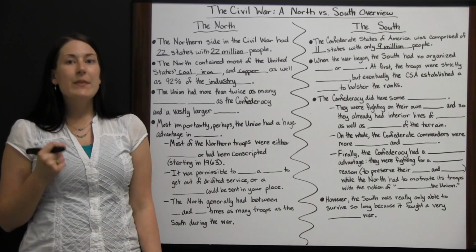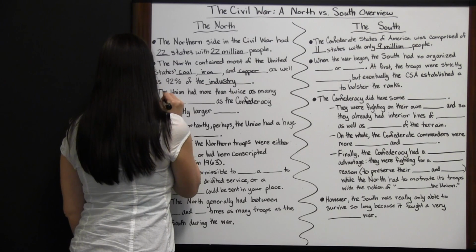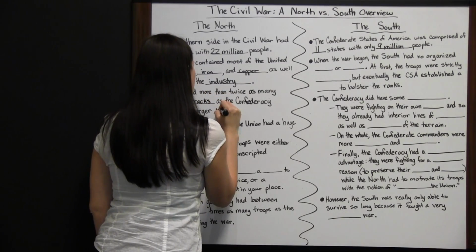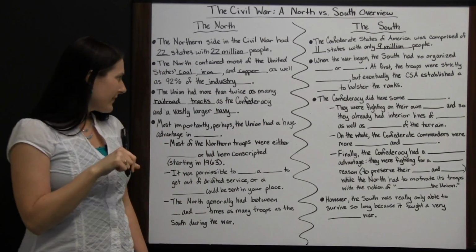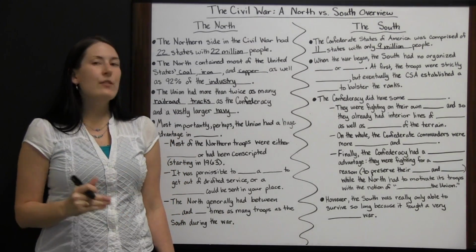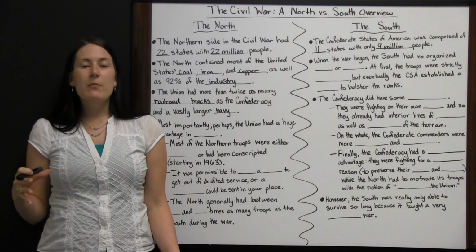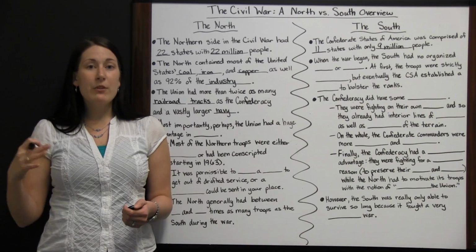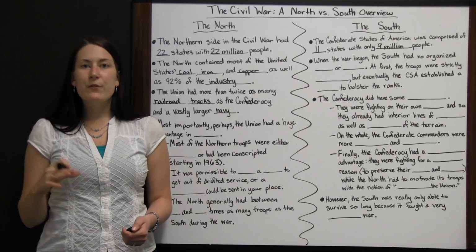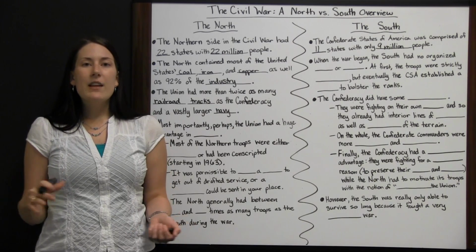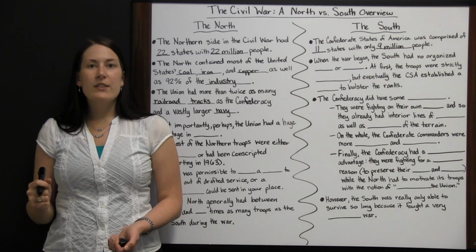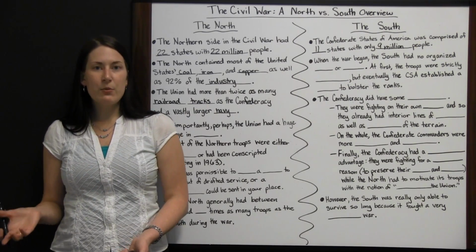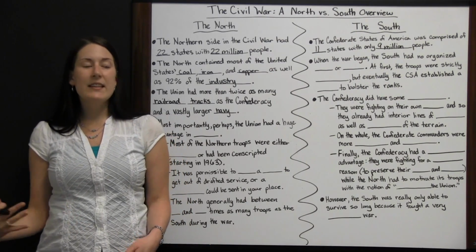The Union had more than twice as many railroad tracks as the Confederacy, and a vastly larger navy. So the Union had twice as many railroad tracks. That meant that the Union was going to be twice as connected. They were going to be able to get to more places quickly. They were able to transport troops, supplies, food, more weapons, and ammunition. All of that was going to be transported a lot quicker into more places in the North than in the South. The South was going to be slower about transporting those things because they didn't have as many railroad tracks to get them there.